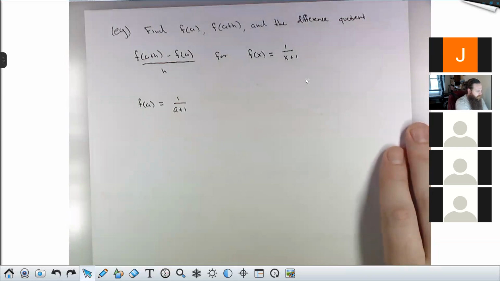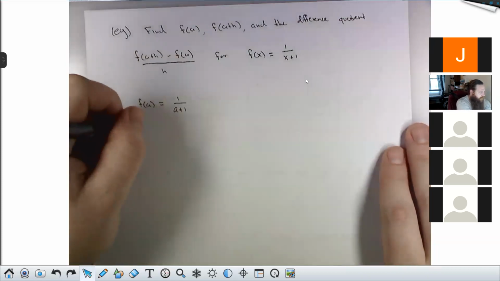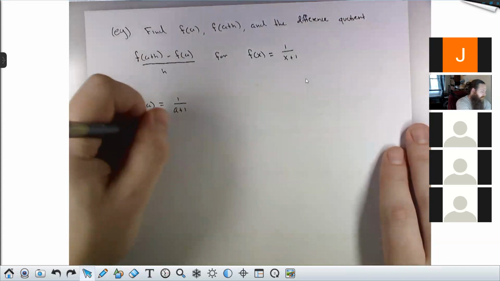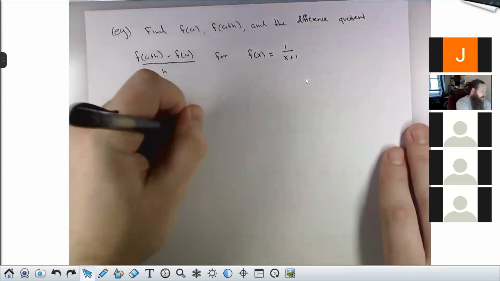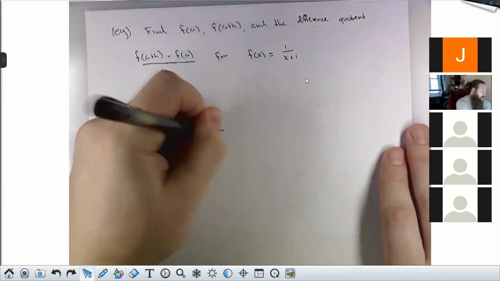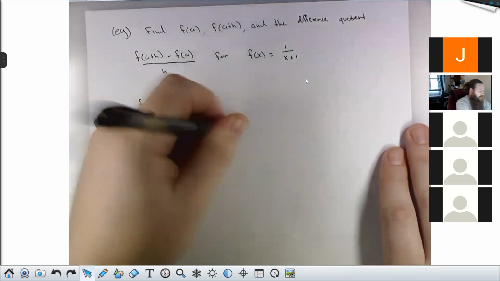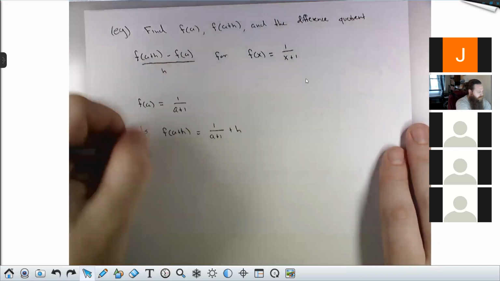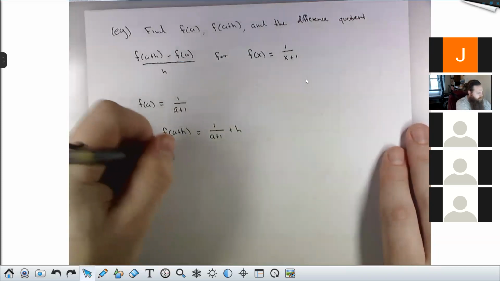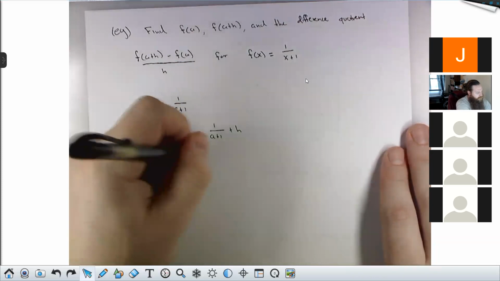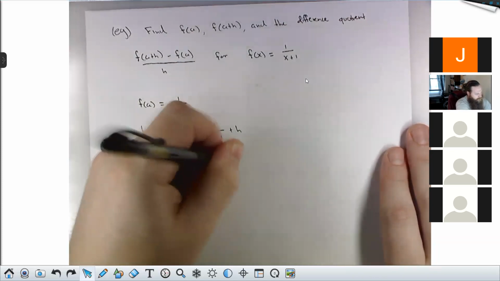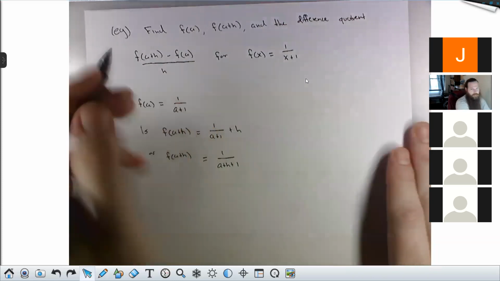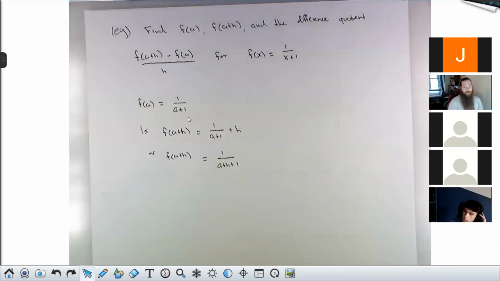I have a question for you. Is f of a plus h 1 over a plus 1 plus h? Or is f of a plus h 1 over a plus h plus 1? Which one of these is correct? The bottom one. Yeah, very good. The bottom one is correct, right?